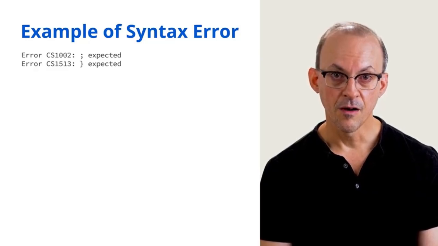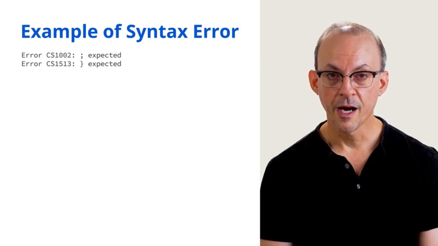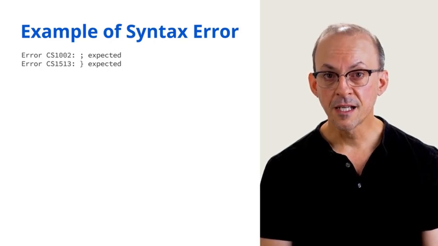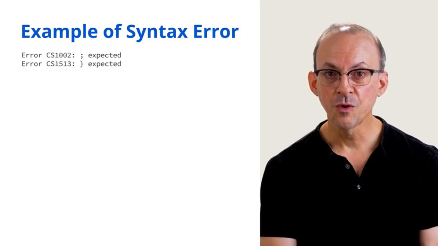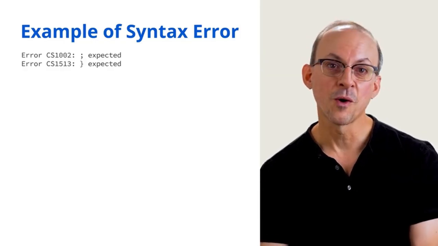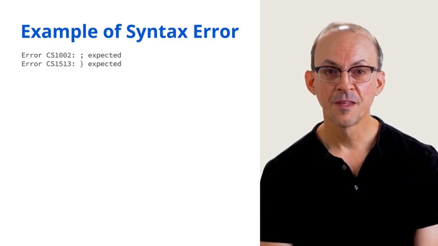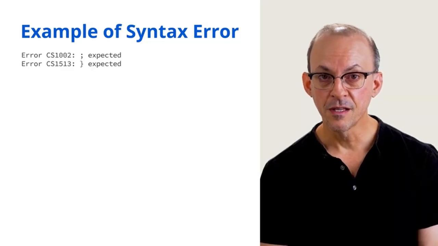expected, error CS1513, bracket expected. This is because the compiler was expecting the initial quotes to be closed by writing the closing quotes and the closing brackets too. The compiler will be confused, and thus the code needs to be debugged.